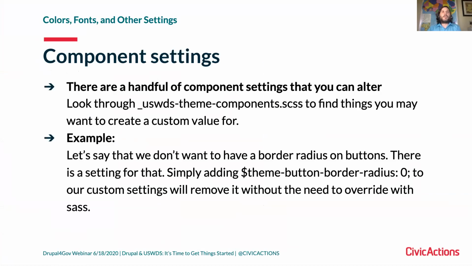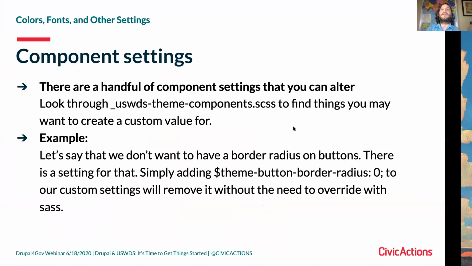You just need to look through USWDS theme components, SASS settings, to find anything that you want to create a custom value for. For example, I don't want to have a border radius on my buttons, and there's a setting for that. I just simply need to add theme border button radius 0 to my custom settings file, and that will remove it without the need to write any custom SASS. I'm still just working in settings.